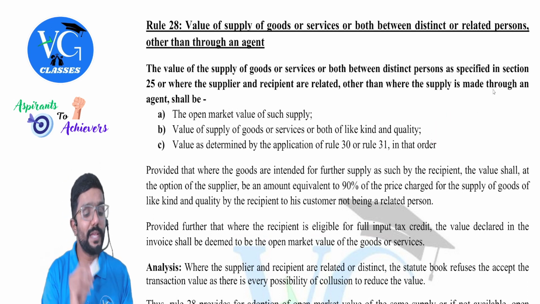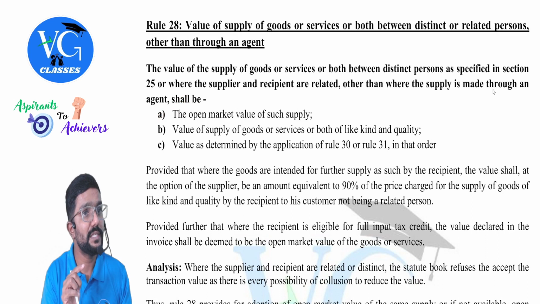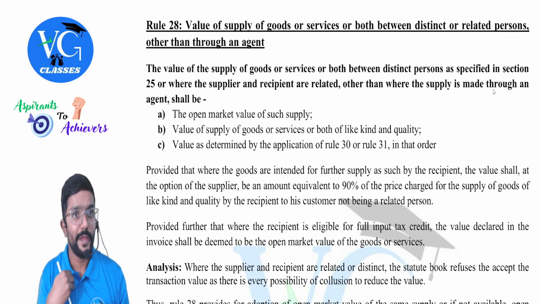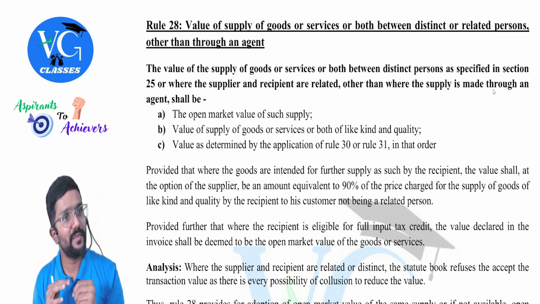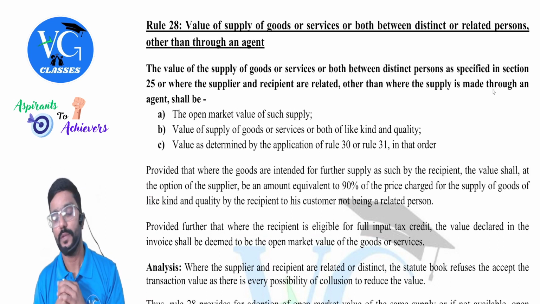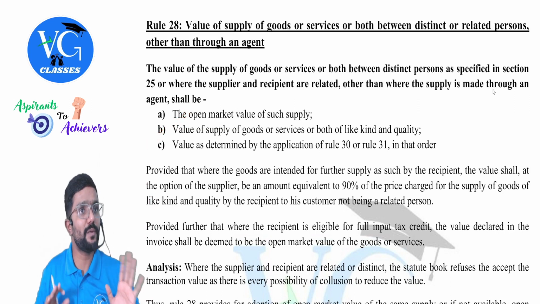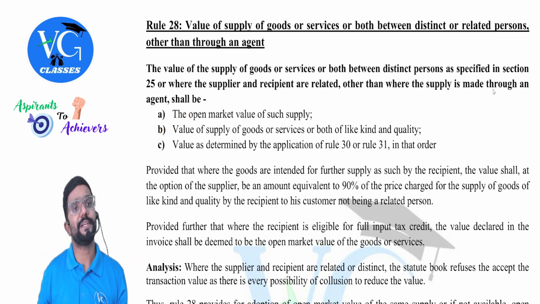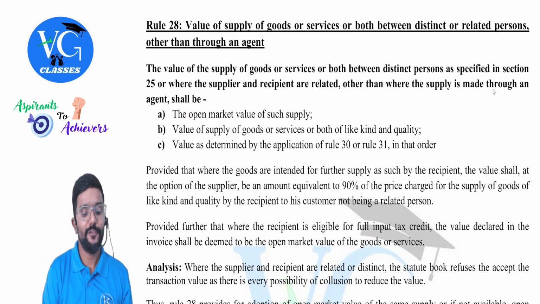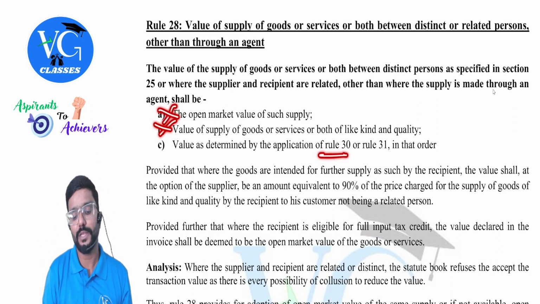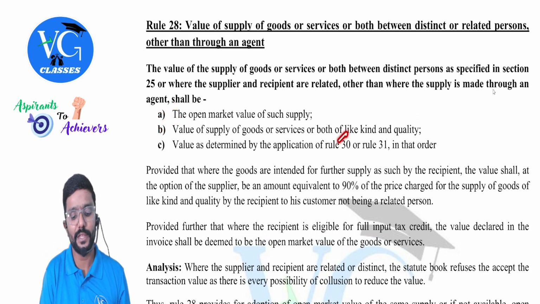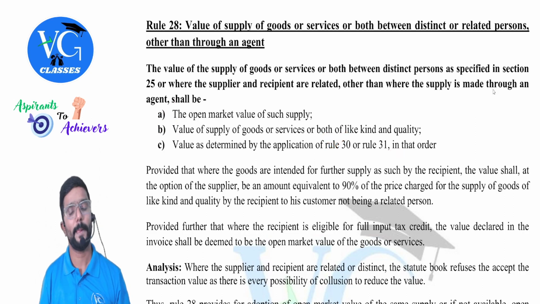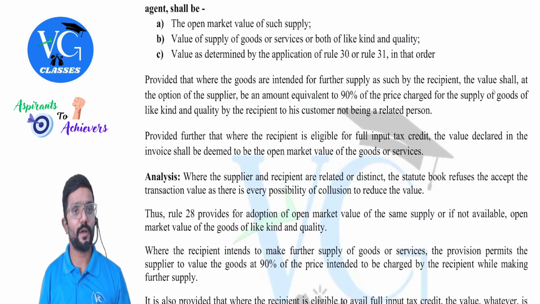Please be careful. Open market value, when we are taking it, is for our own product. If it is sold to someone else, what is the market value? Or if it is purchased from someone else, what is the market value? Whereas this one is not our product value, it is our substitute product value, which is sold by our competitor. Or if both are not available, then we will follow rule 30 or 31 in that order. And if it is a service, straight away ignoring 30, can I go to 31? Yes.